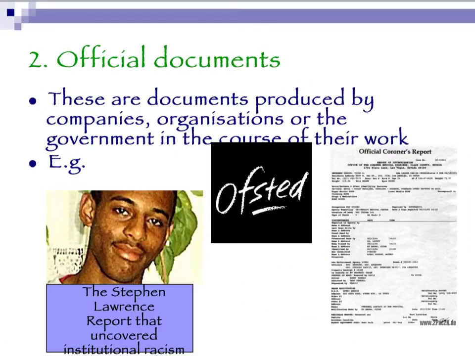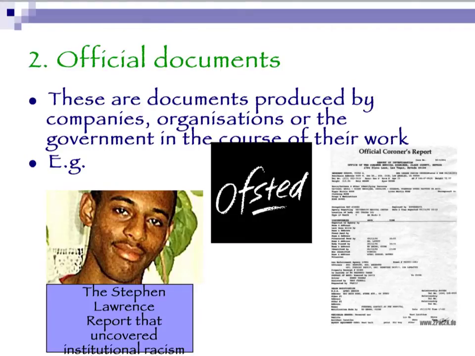Official documents are things produced by companies, organisations or the government. So things like bills would probably be considered an official document. Ones that we're more likely to come across in education are things like Ofsted reports, which will be a mixture of text and figures, okay, so a bit of quantitative and qualitative.